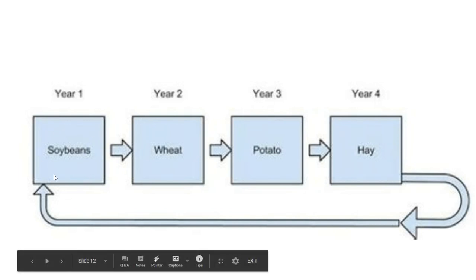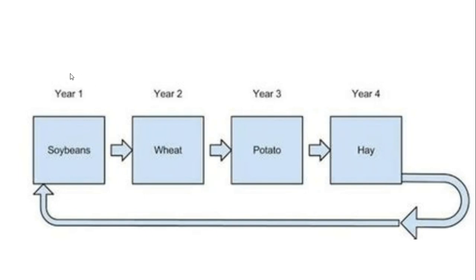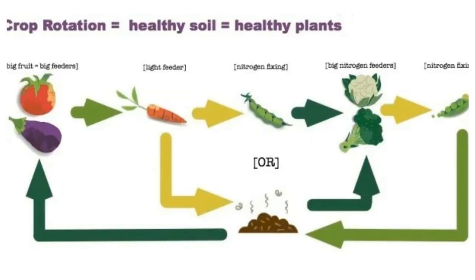Now, again, this is in one plot. So in what they're calling year 1, they're growing soybeans here. In the next field over, they might be growing their wheat. In the field next to that, they might be growing potatoes. And the field next to that, they might be growing hay. So all of these crops, they will grow continuously year after year, but they keep growing them in different fields. That's how a rotation works.